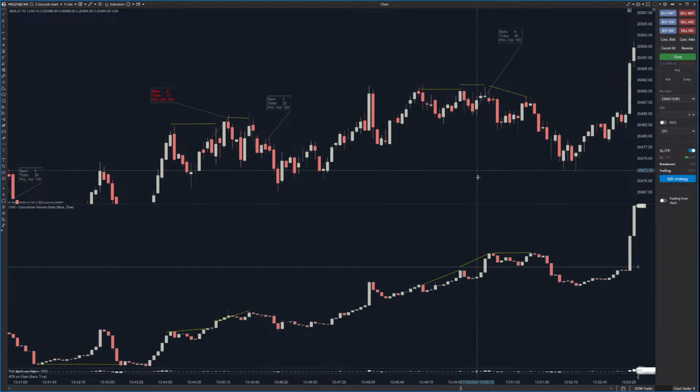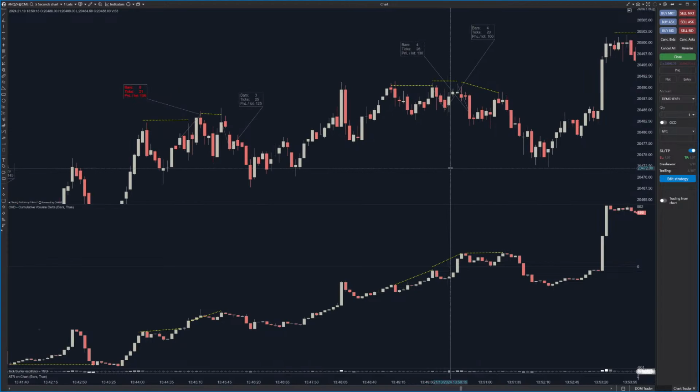And we see the same thing happening again right here. They're not able to get above, even though they're really trying. Okay, the passive seller is still there. We take that one back into the range, another 26 ticks.